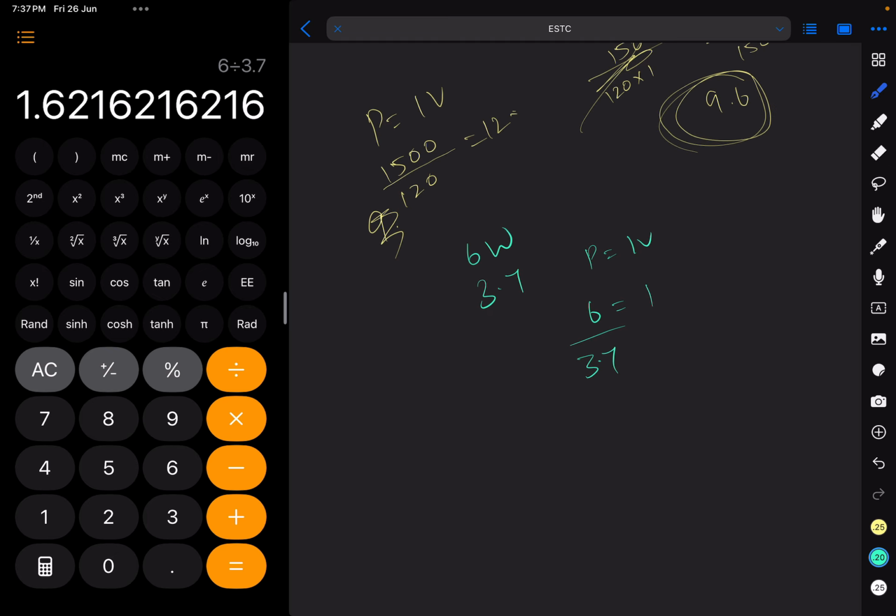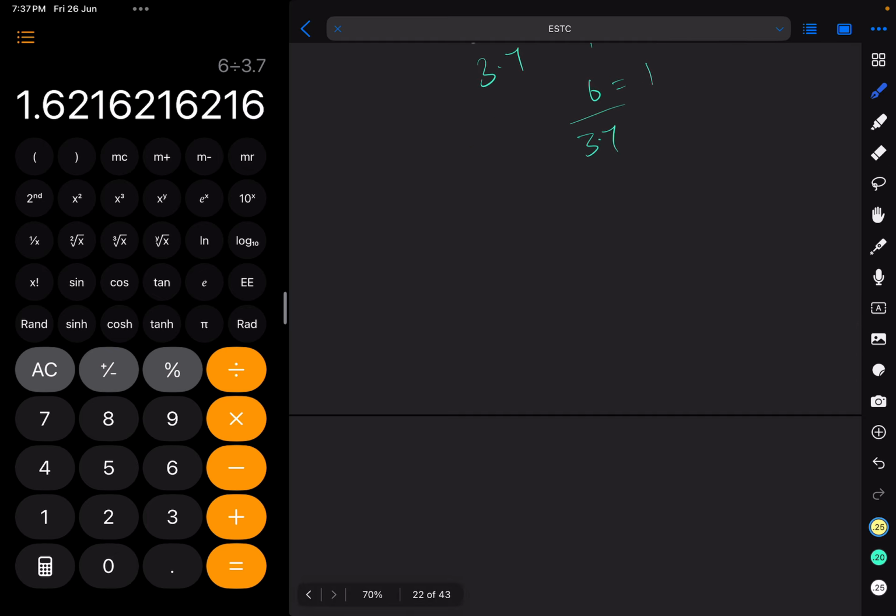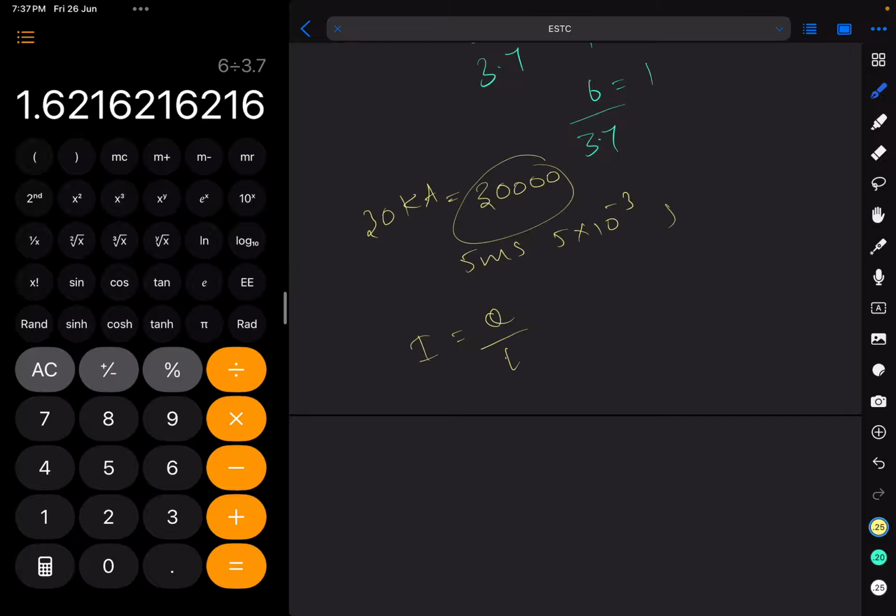Okay, lightning bolt carried a current of 30 kiloampere. Okay, 30 kiloampere means 30,000, right? For 5 milliseconds. How many coulombs? This is current, this is seconds. I is equal to Q by T. They are asking me Q, so it is IT. 30,000 into 5 into 10 power minus 3, 150.